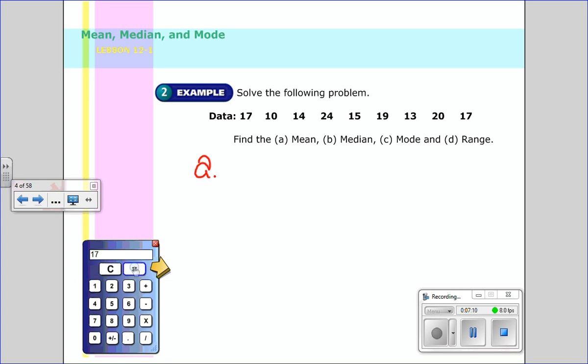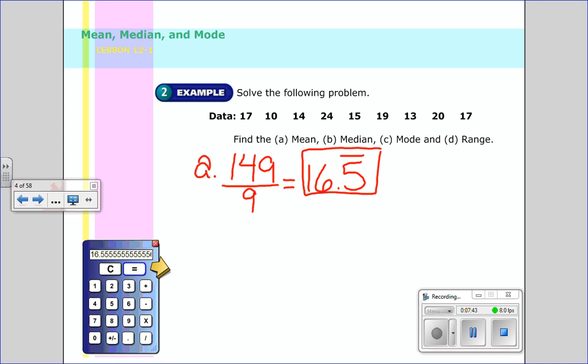All right, and I get 149. And I really hope that's what it's supposed to be, because otherwise, that took a lot of time. All right, so I have 149, and then I have 1, 2, 3, 4, 5, 6, 7, 8, 9 data items. So I do 149 divided by 9, and I get 16.5 repeating. So that would be my answer. All right, so that's A.